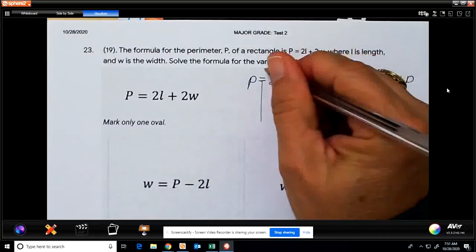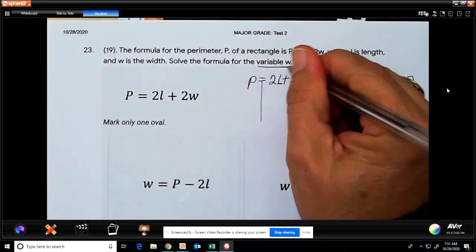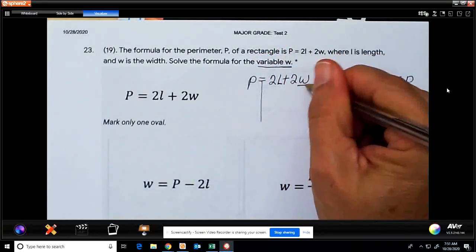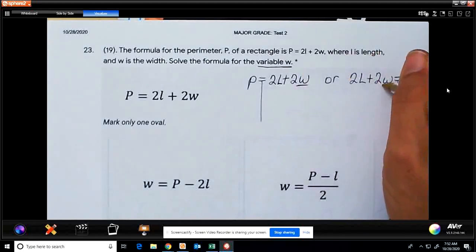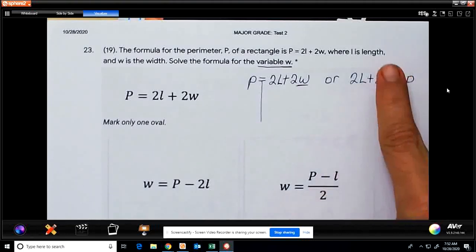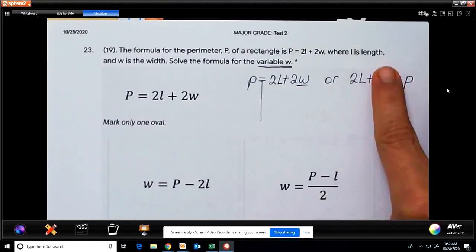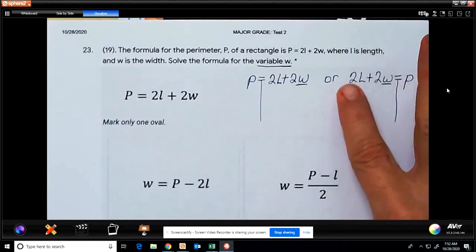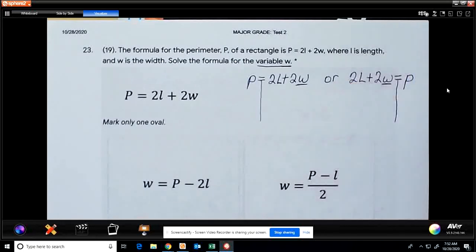And I'm wanting to keep the variable W, so I would underline W because that's what I want. And on this one, remember, if I cover up the 2W, I want to get rid of the 2L. So I need to do the reverse operation of a positive 2L.